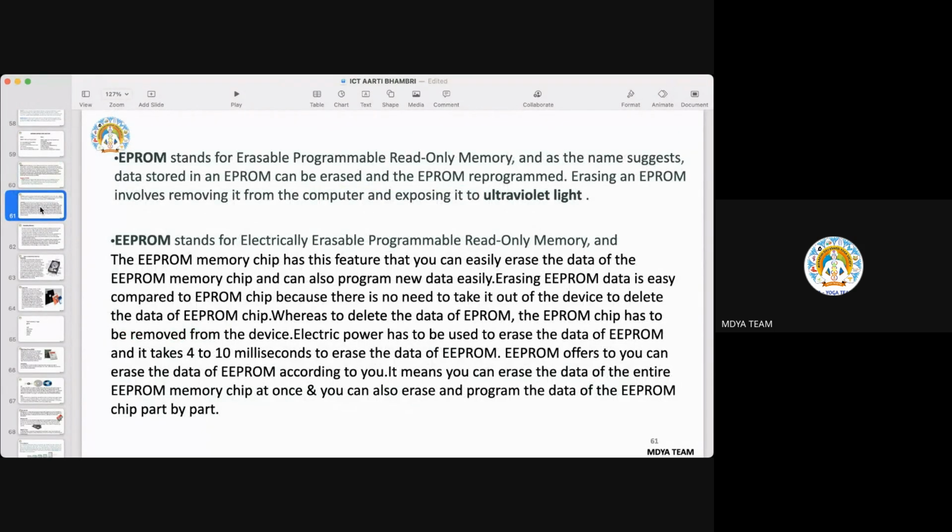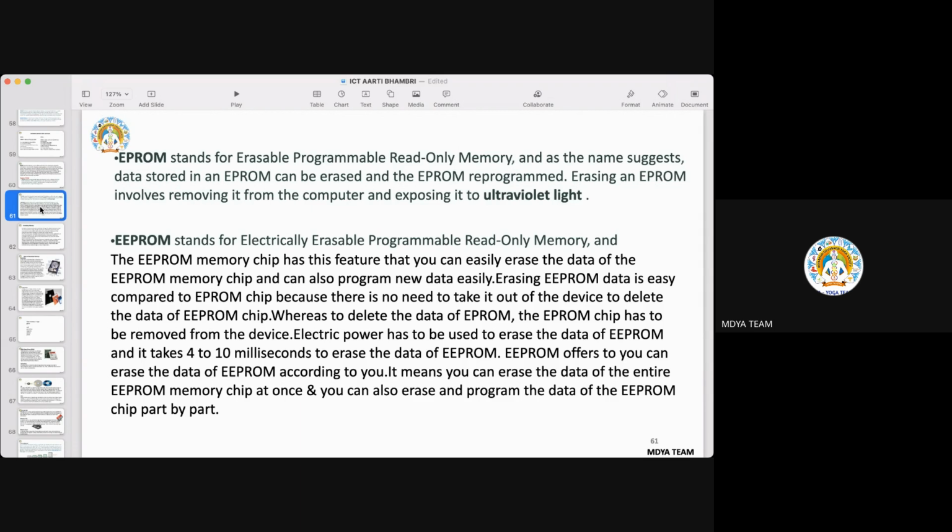EPROM stands for erasable programmable read-only memory. Say you have programmed some ROM, and then you want to erase it and reprogram it. Data stored in EPROM can be erased and reprogrammed. Erasing an EPROM involves removing it from the computer, and then it is exposed to radiation, generally ultraviolet light, UV rays, and then it is programmed again.